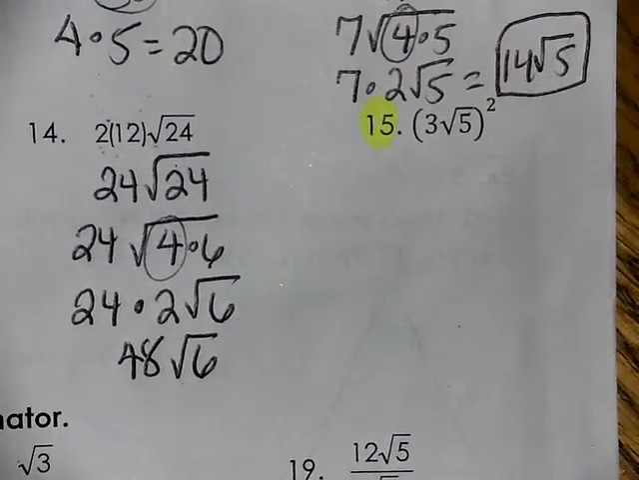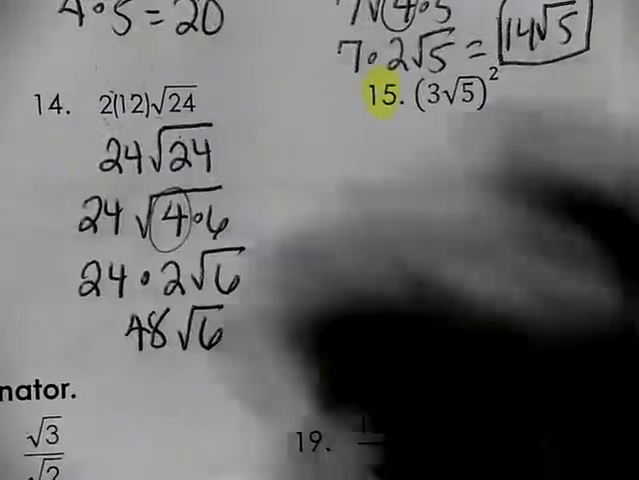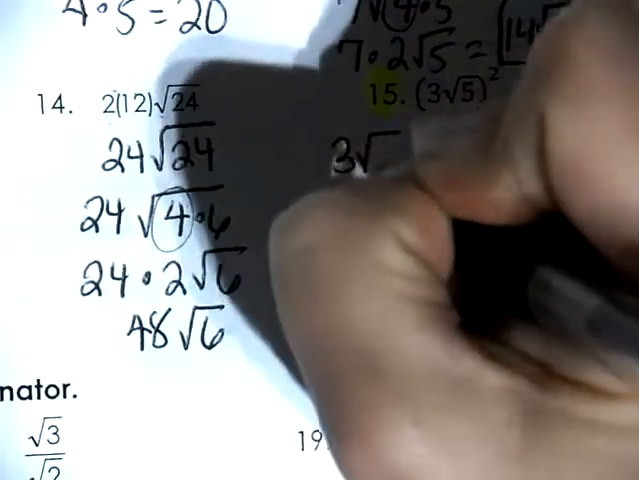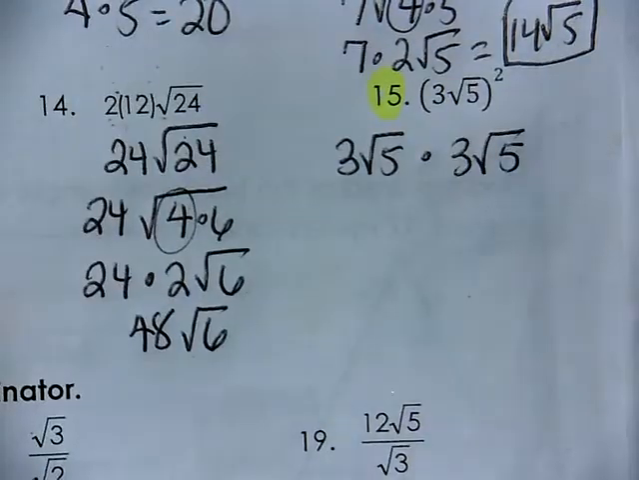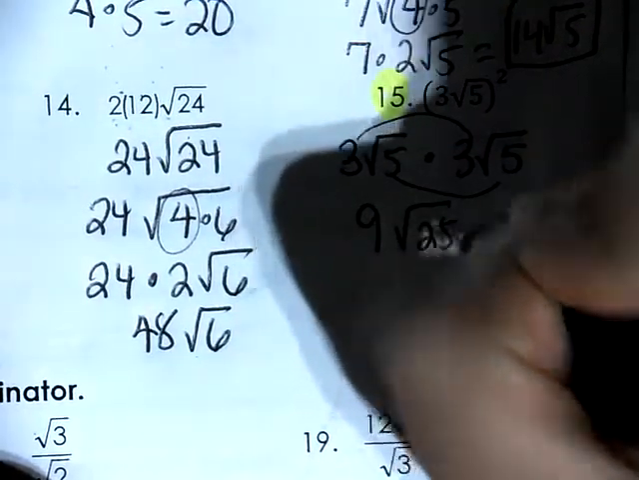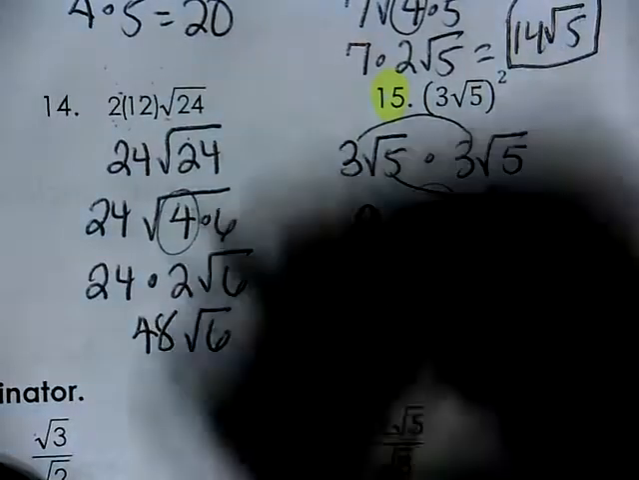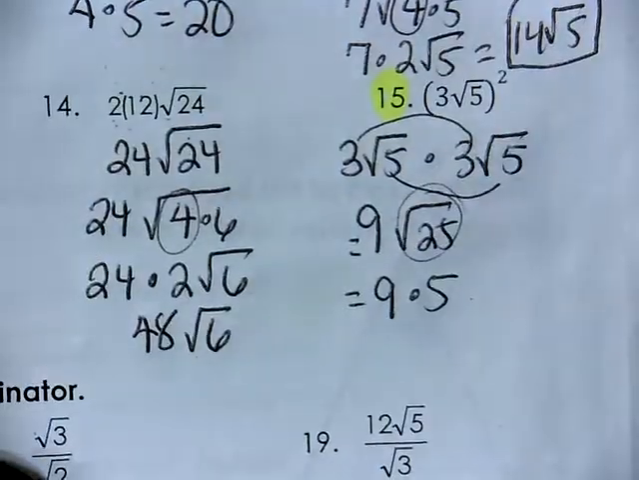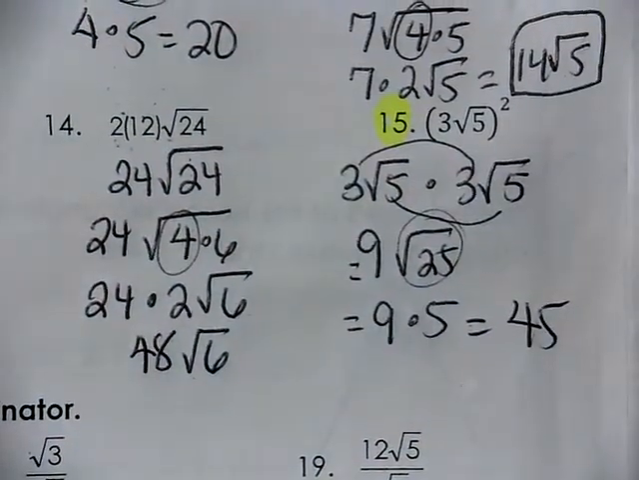And now 15. So I'm going to show it in a different way than what I did in the example. I'm going to show this as 3 times the square root of 5 times 3 times the square root of 5. I'm going to multiply 3 times 3 to get 9 and 5 times 5 to get the square root of 25. So I know that the square root of 25 is 5, so this is 9 times 5, which is 45. The square root is completely eliminated.